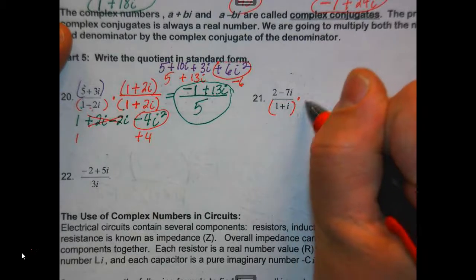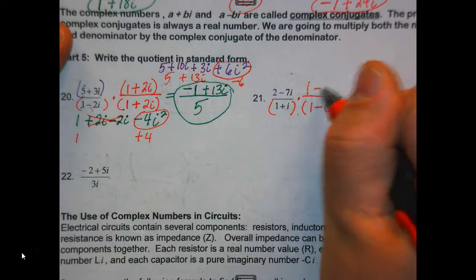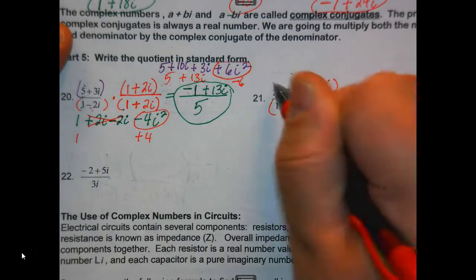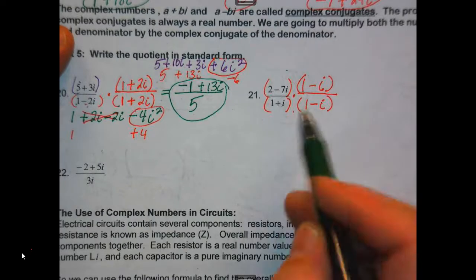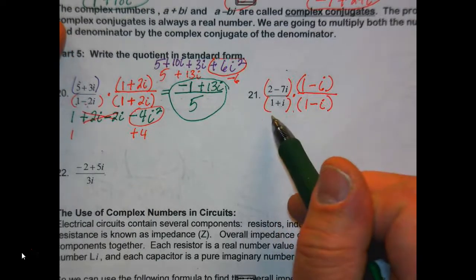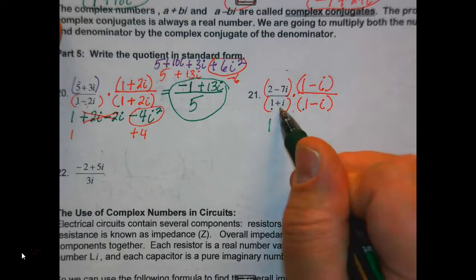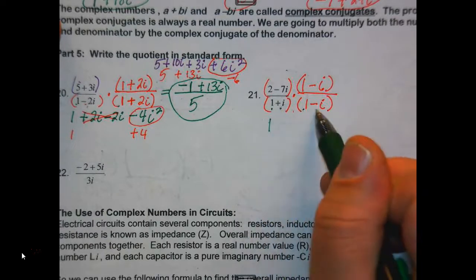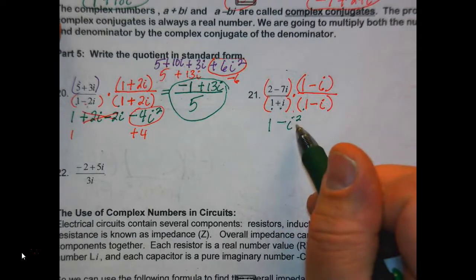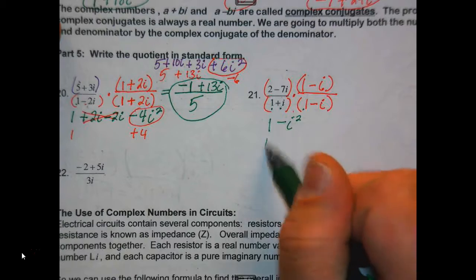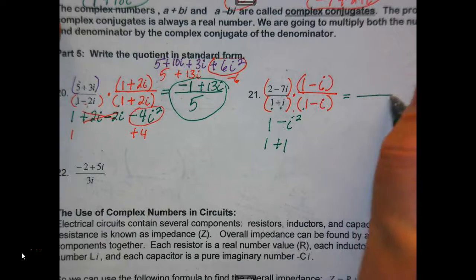Okay, multiply it by its conjugate, which is 1 minus i. We know that the middle terms cancel, so all I need is the F and O. 1 times 1 is 1. Positive i times negative i is negative i squared, which is just negative 1, right? So I get 1 plus 1, because it's the opposite, which is 2.